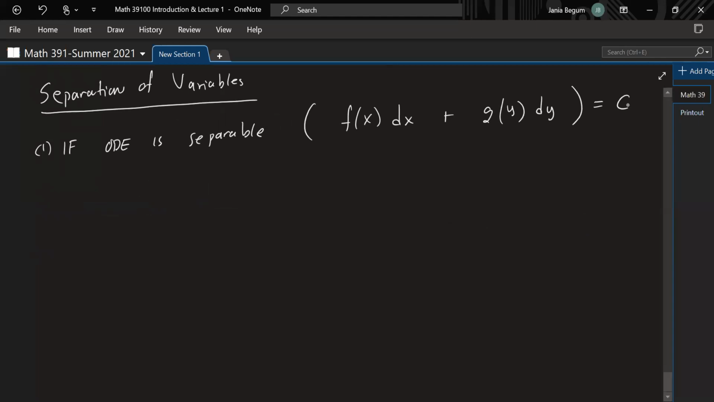If that is the case, then use the method of separation of variables. What is that method? I will illustrate in just a couple of seconds. Once we do that, we integrate both sides.